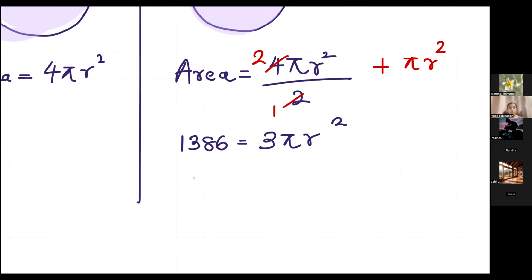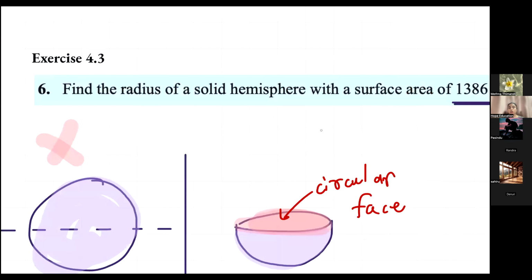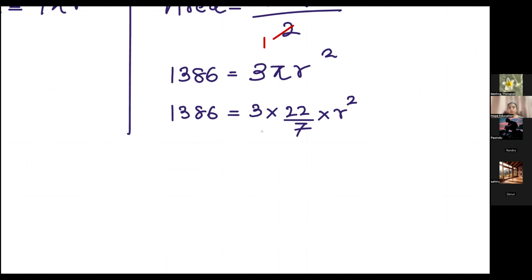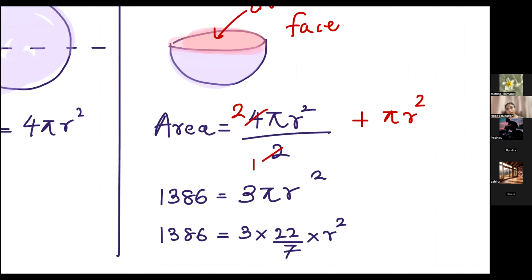So 1386 equals 3 times pi, which is 22 over 7, times r squared. We don't know r, because r is the radius they're asking for. Okay, so what I'm going to do is, same thing, directly taking 4 pi r squared divided by 2, or taking 2 pi r squared directly, doesn't matter. Yeah.